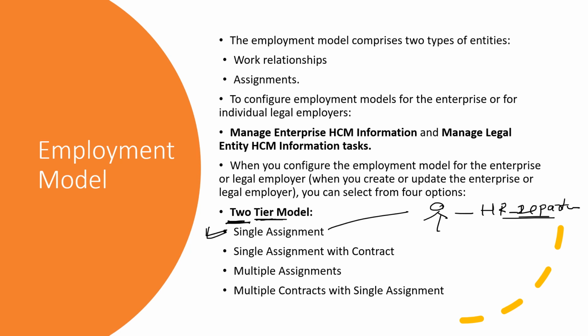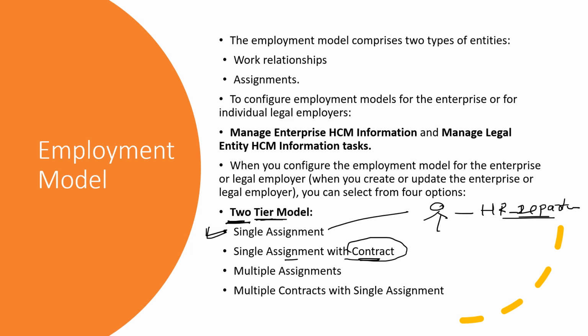Then there is another option called single assignment with contract information. Normally we maintain the contract information, but that is not hard and fast. Every employee has to sign a contract with an organization, and if we capture it in the application, there is a placeholder. When we capture the contract information, it is known as single assignment with contract. Again, it deals only with the assignment and the work relationship.